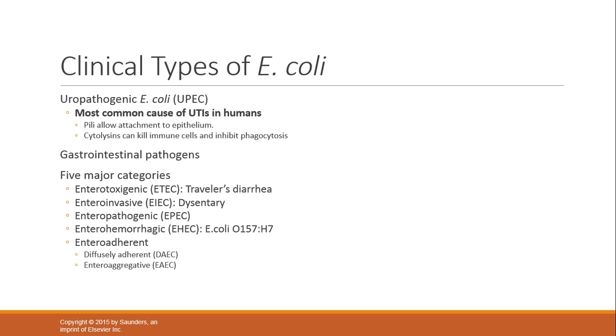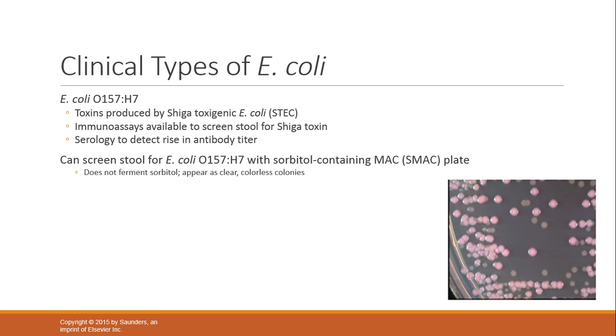Let's see. Traveler's diarrhea. E. coli causes traveler's diarrhea. It can cause dysentery. Enterohemorrhagic E. coli is where we see a lot of blood in the diarrhea, and that's caused by E. coli O157:H7. Has everyone heard about that at some point? And then there's others too. So just be aware that if you see that kind of terminology, I'm not going to make you memorize that kind of stuff. But I did want you to know about E. coli O157:H7 because it's a pathogen that we have to rule out when we do a stool culture.